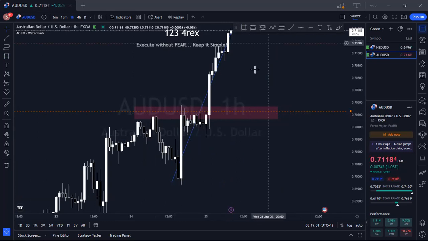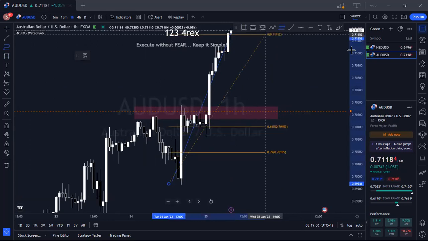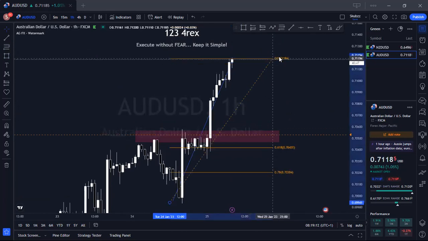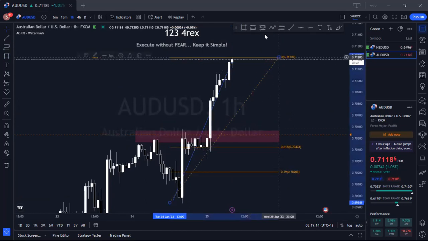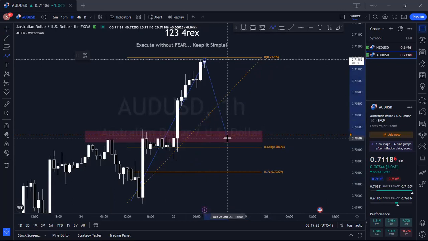So now, if we plot our Fibonacci from the low to the high, price has not started retracing. Once we can see a retracement, wait for price to come and react here. Now, the 0.618 is still below that resistance that has potential to turn to support. I'm feeling price might still push up a while before we actually start retracing.